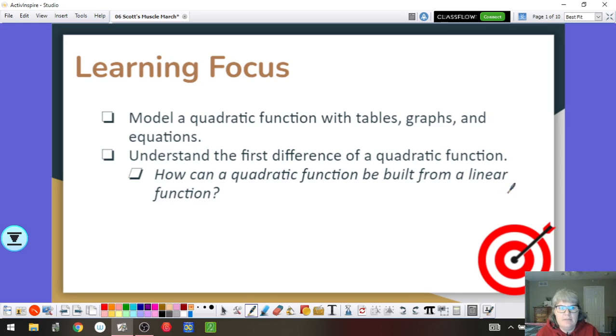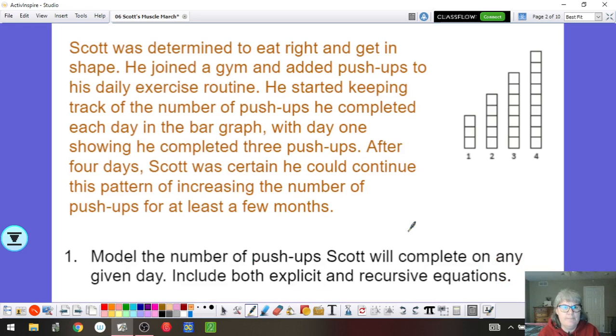This lesson has a focus on modeling a quadratic function with tables, graphs, and equations, just like we've done with the two previous lessons. We're also going to be focusing on that first difference of a quadratic function and how a quadratic function can be built from a linear function. So really this is just more practice on what we've been doing in the prior lessons.